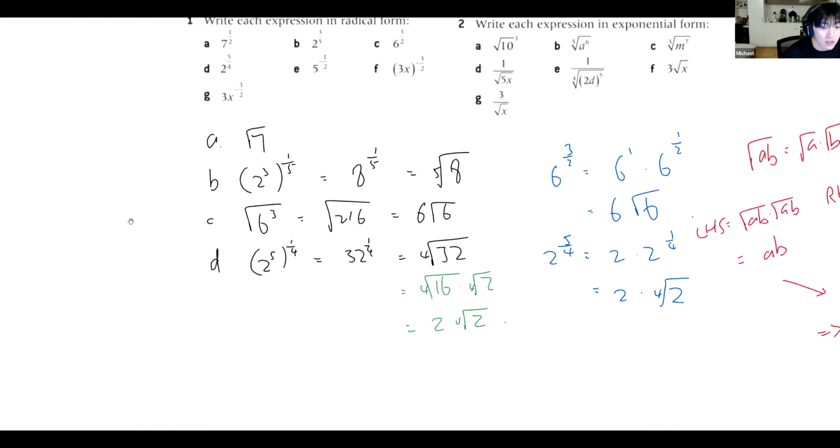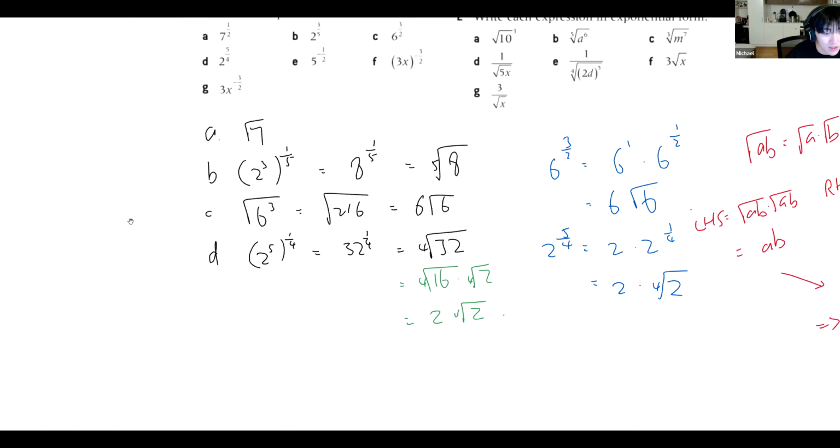All right, cool. E. Okay, E is slightly complicated, not too much. First of all, a negative power you put below, so 5/2. And second of all, a half power is square root, so 1/5.